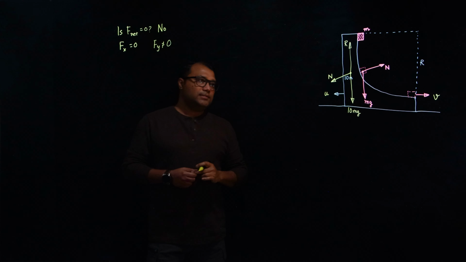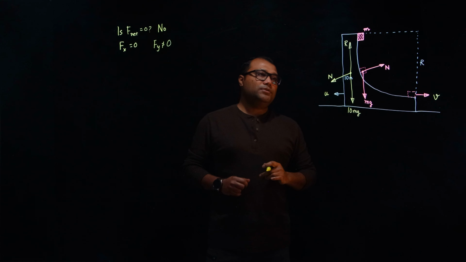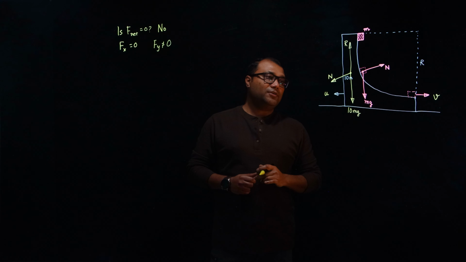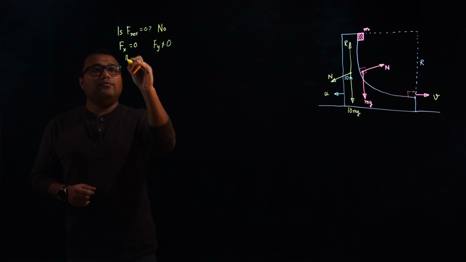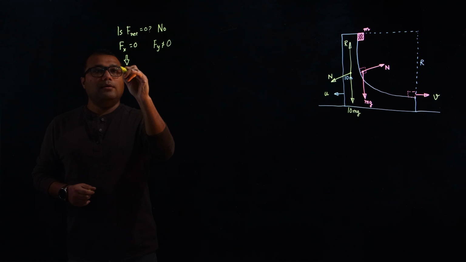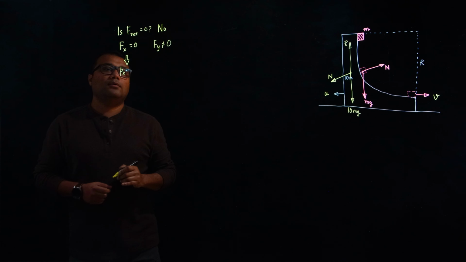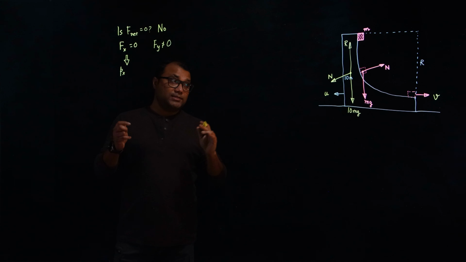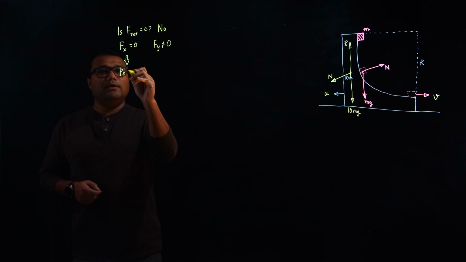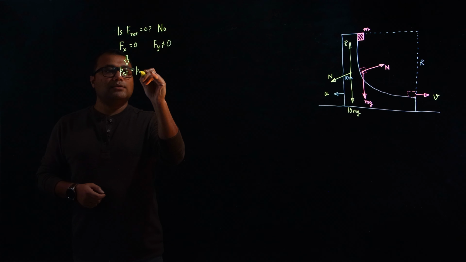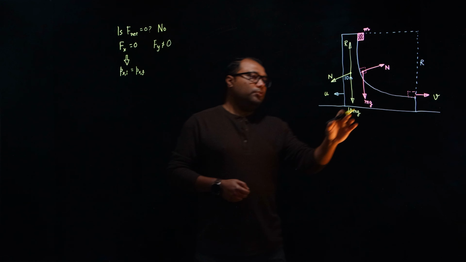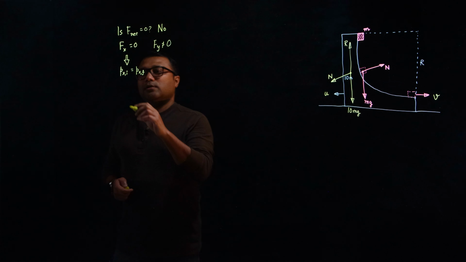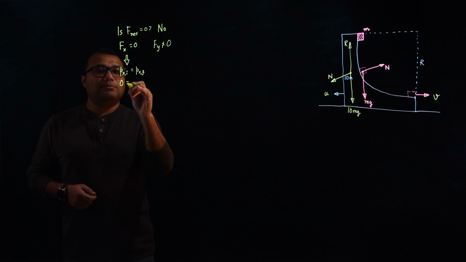So if that is the case, then if F net in the x direction is 0, we can apply conservation of linear momentum in the x direction. So this will give us Px, the momentum of the system in the x direction, is conserved. So Px initial should be equal to Px final. Now initially both these bodies were at rest, so we can say initial momentum is 0.